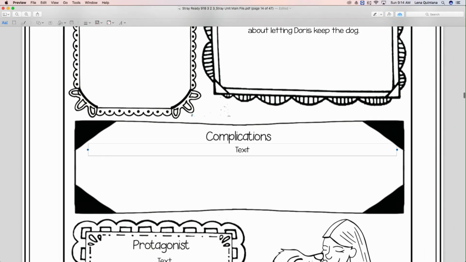Okay, so complications of the story. She finds a dog, she brings it into the kitchen, and Doris's mother and father wouldn't even consider letting her keep that dog, right? So Doris's mother and father will not consider letting her keep the stray dog.